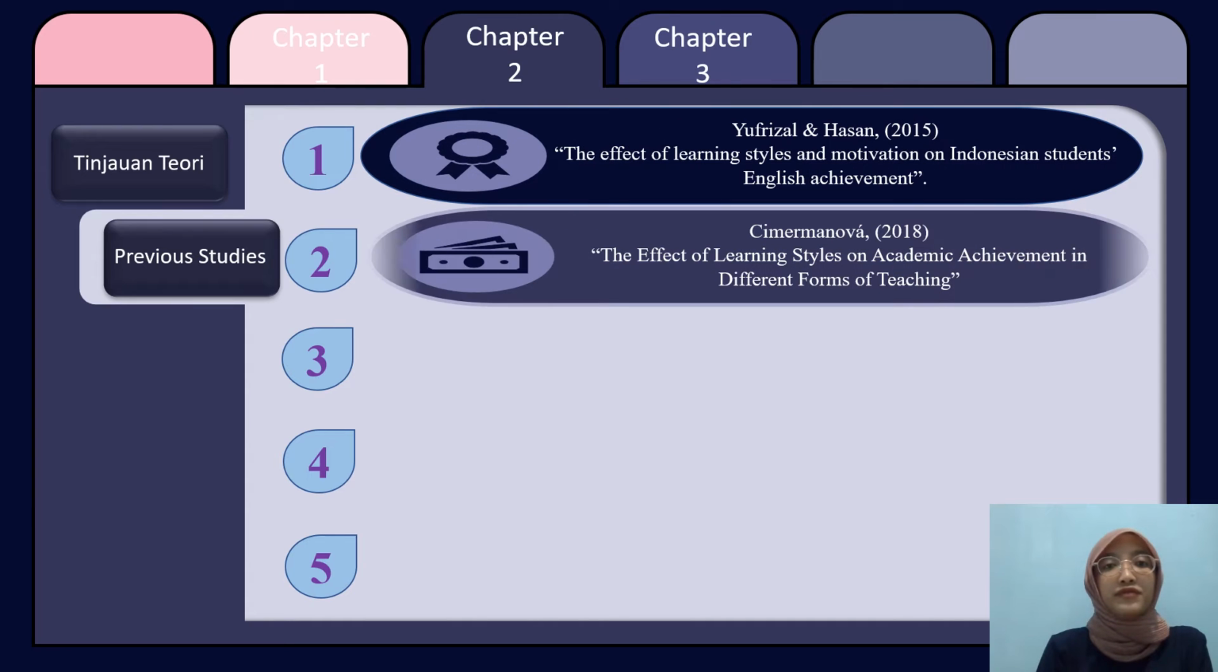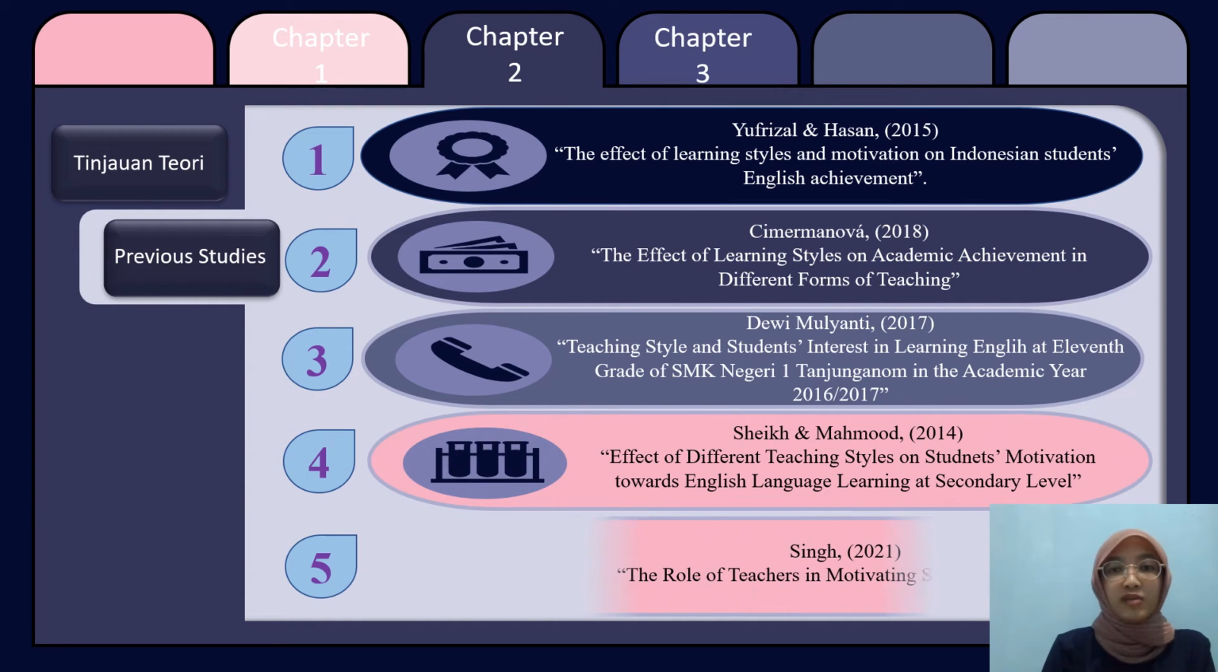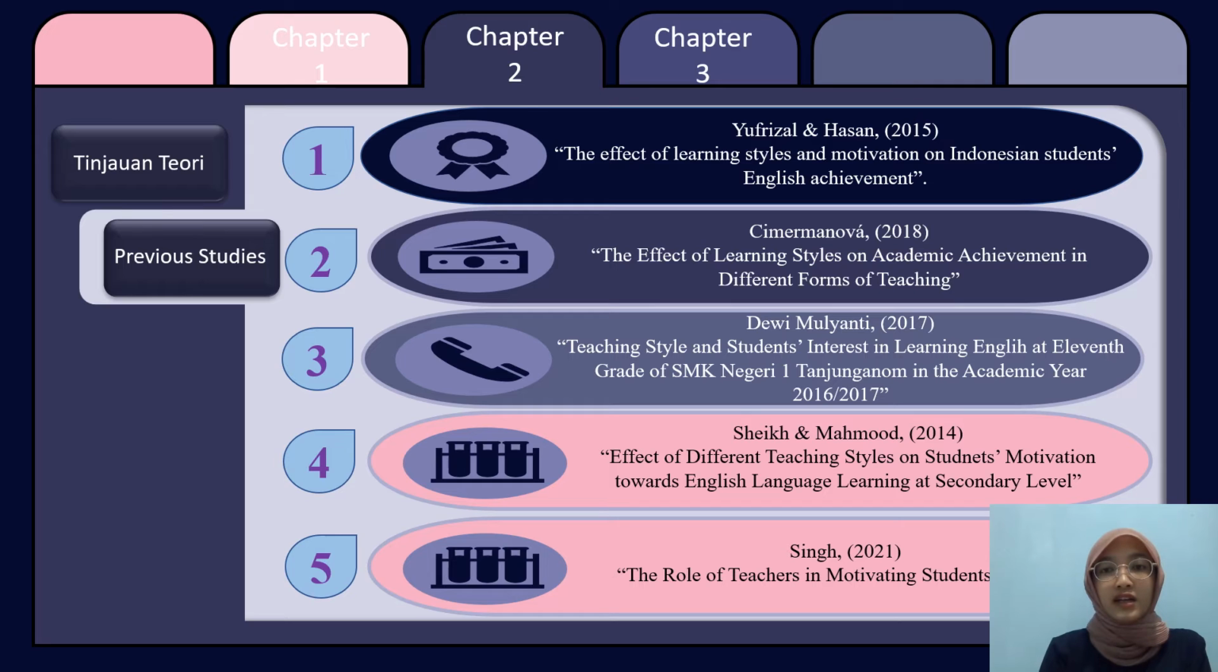So next, previous studies in this research. Number one, according to Rizal and Hassan 2015, through the journal entitled The Effect of Learning Style and Motivation of Indonesian Student English Achievement. The problem of the research is about the interaction between motivation and learning style on student English achievement in Bandar Lampung. This research is a non-experimental study with a variance analysis study. The result of the analysis shows that there is no significant interaction between motivation and learning style on student English achievement.